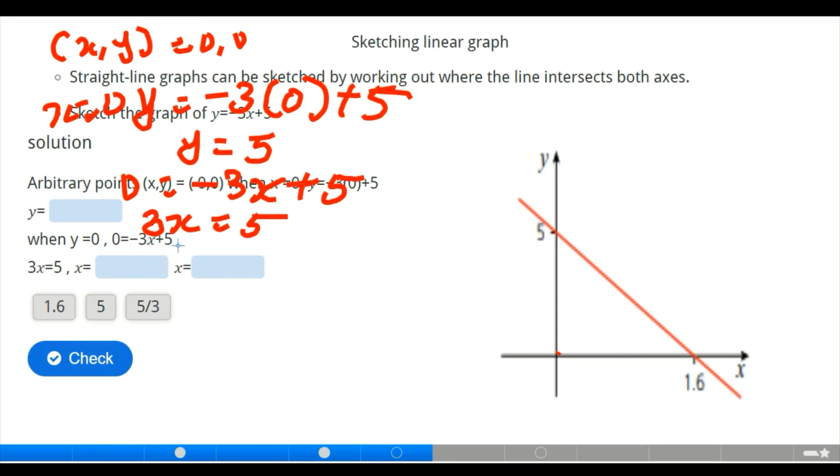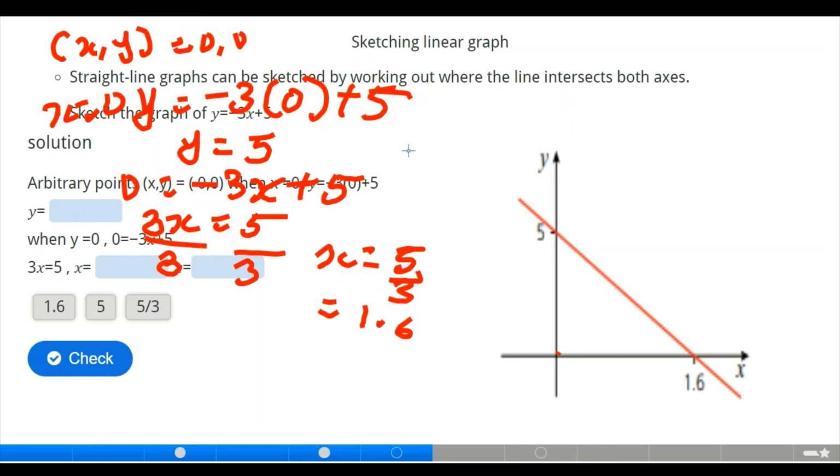We are looking for x, so we divide both sides by 3. So x will give us 5 over 3. 5 over 3 is what? 1.6. That is in decimal form. Now, how many times can 3 go into 5? Once, and 1 is the remainder. You raise it to 10 and you have 6.